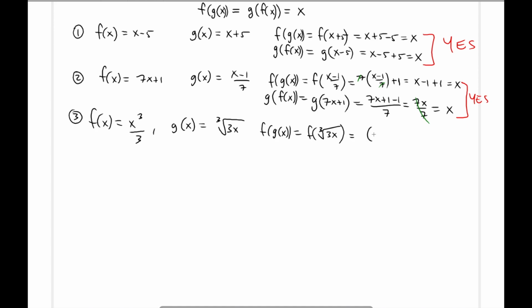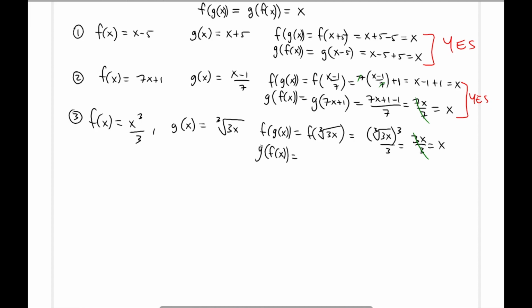So it's going to be cube root of 3x, and that's cubed, divided by 3. Notice that the cube of a cube root means the cube root is gone, and there's no cubic power anymore. It's just the inside that's available. So it's going to be 3x over 3. The 3's cancel out, meaning 3 divided by 3 is 1. 1x is x. Good.